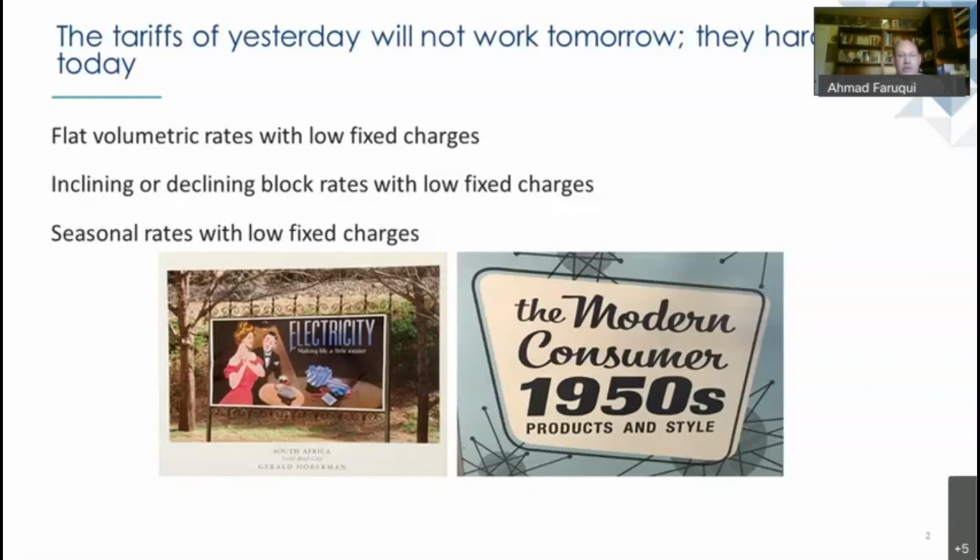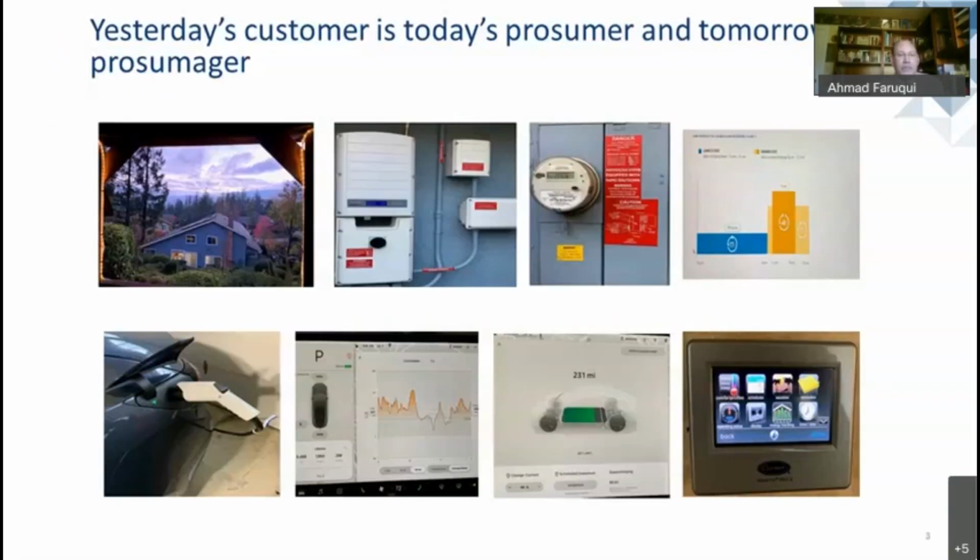And for years and years, we didn't have the meters to do anything much more sophisticated. So a combination of reasons, a desire for simplicity and the inability to convey anything more granular, resulted in us offering these prices, very simple volumetric rates.